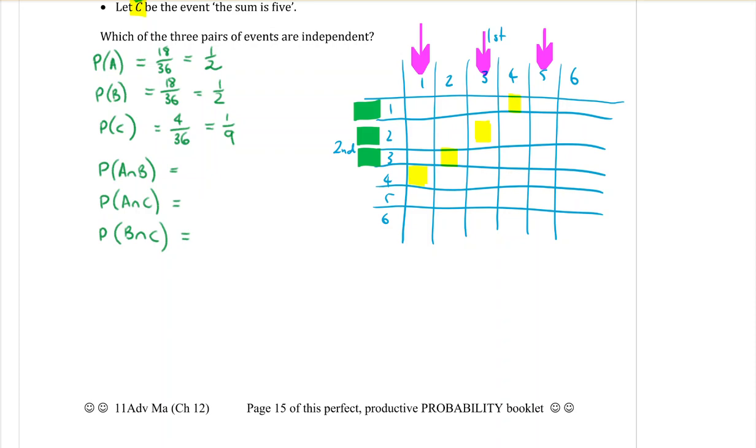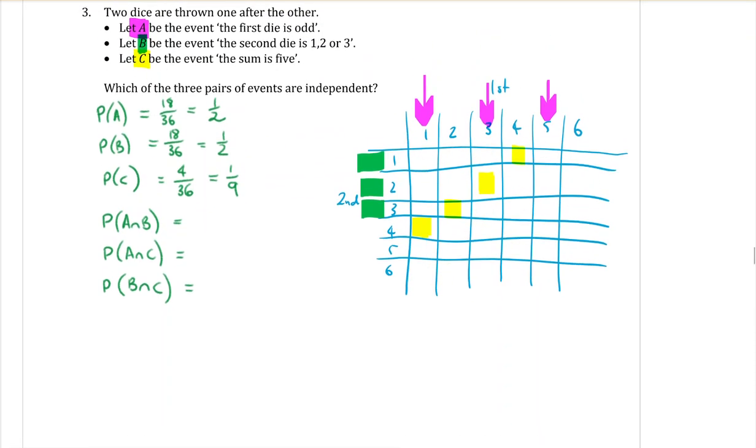So the probability of A and B, meaning it has to have both things. If A is the first one being odd, and B is the second dice has a 1, 2, or 3, I am wanting this one, and this one, because it has both criteria, that one, and that one, that one, and that one. So there is 9 out of the 36 that has both A and B, which simplifies to a quarter.